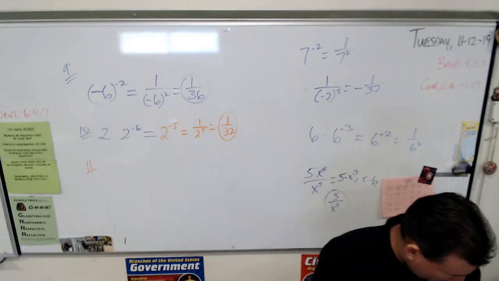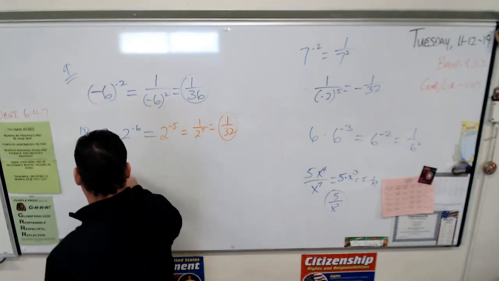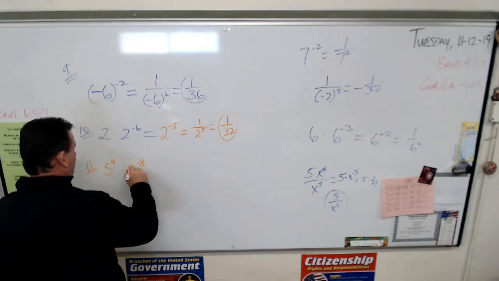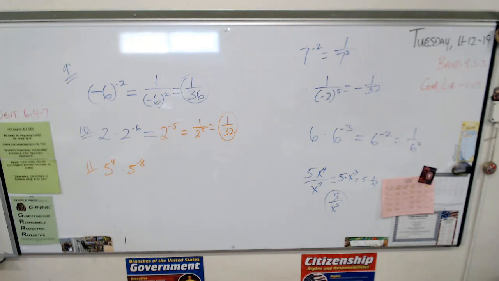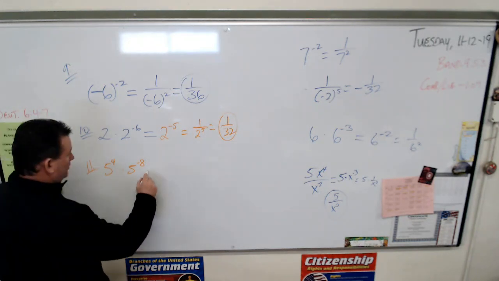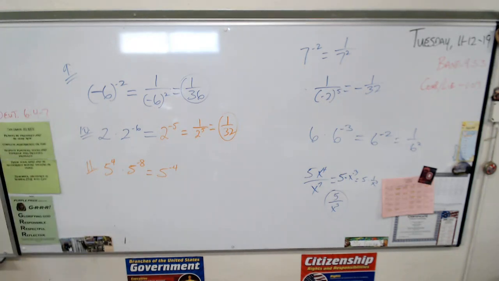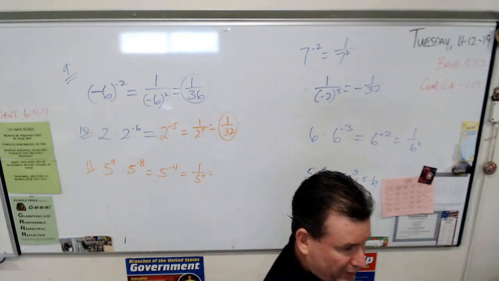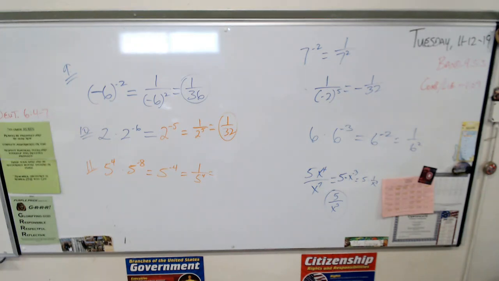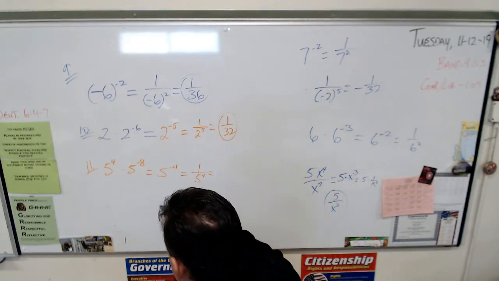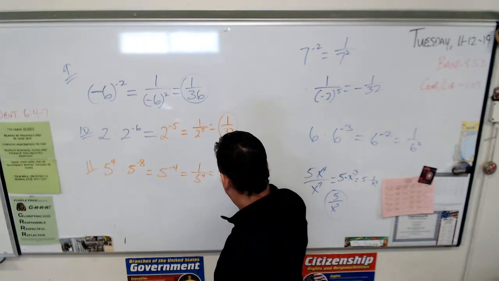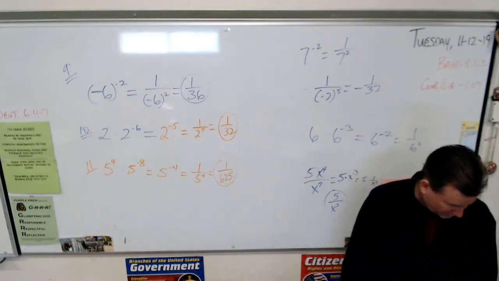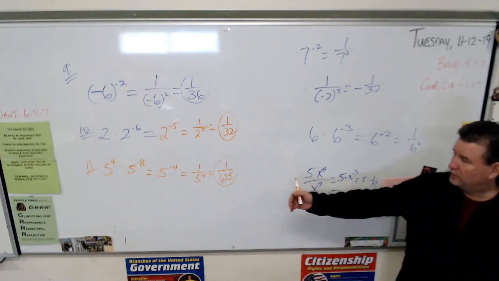Yes, you have 2 like bases. They're both 5s. What are you going to do with the exponents? You're going to add them. No, you're trying to make your own rules. When the bases are the same, add the exponents. What's 4 plus negative 8? Negative 4. If the exponent's negative, just flip it. Put it in the denominator and make it positive. 1 over 5 to the 4. 5 times 5 is 25. 25 times 5 is 125. And 125 times 5 is 625. So 1/625.